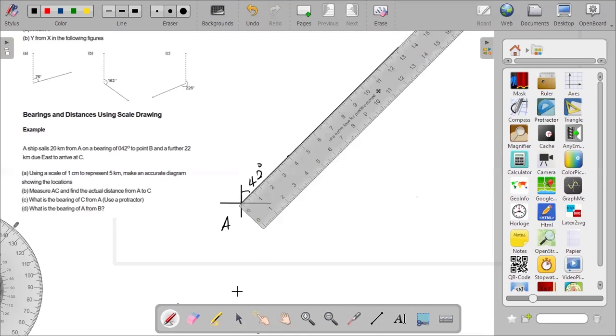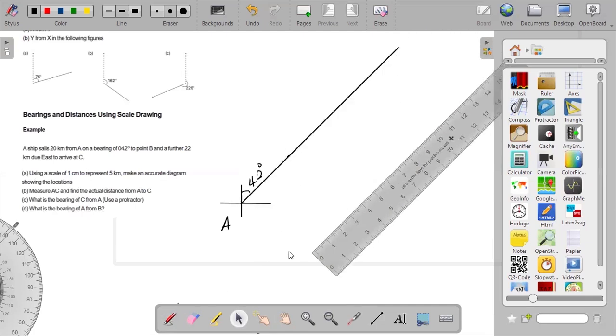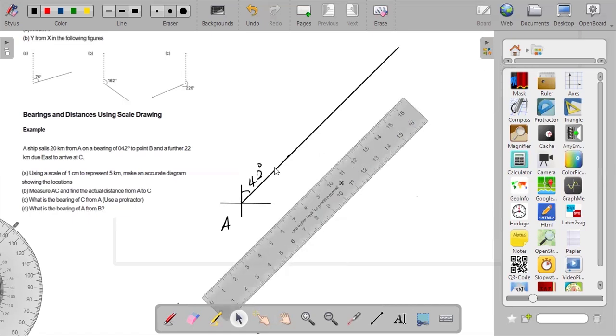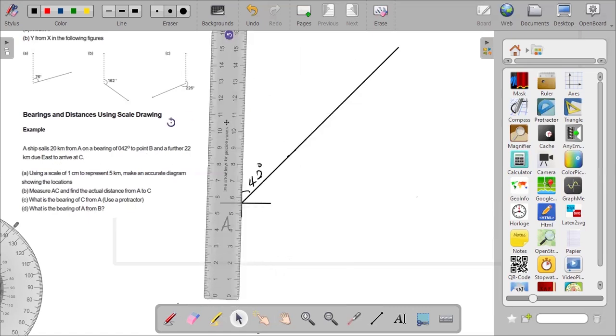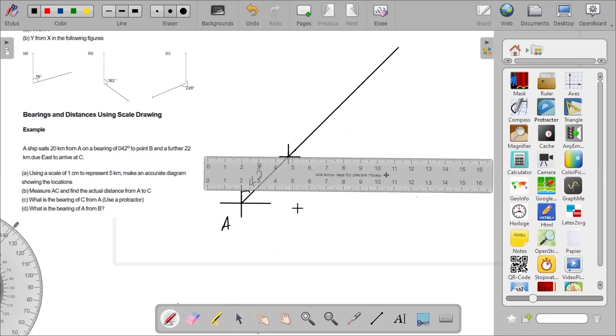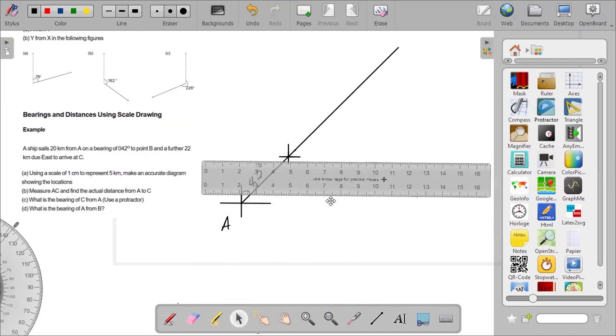The 4 centimeters ends there. So when the ship gets to this very point, which is point B, it changes direction and moves a further distance of 22 kilometers due east. So let's put another cardinal point on point B. That is point B there. So this is point B. Let's label it point B.